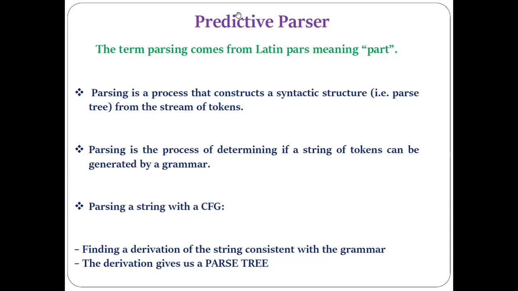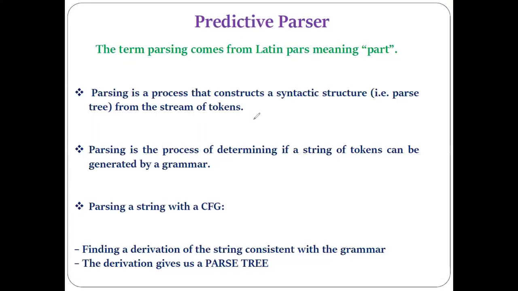So already we have studied what exactly parsing is. Parsing is the process where we construct the syntactic structure, or the parse tree, from the given set of tokens, which we receive from the first phase of the compiler, that is the lexical analyzer. So parsing is the process of determining whether the sentence can be generated with the help of the grammar or not.